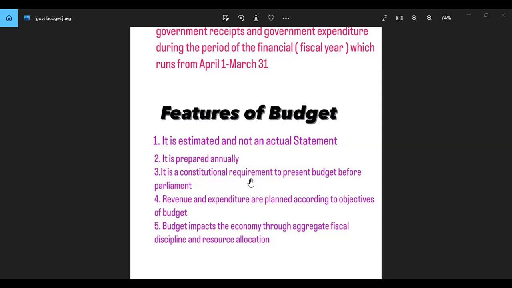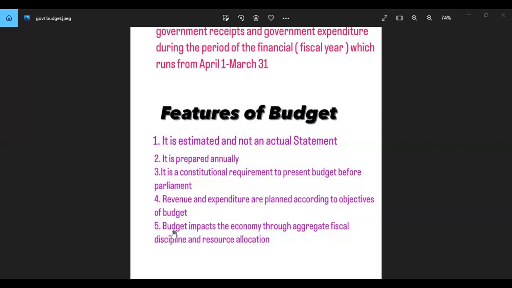This is constitutional. In the constitution it is written that every financial year should have a budget, and you have to present the budget before parliament, like in front of parliament. Now next is revenue and expenditure are planned accordingly. Revenue is basically what you are receiving. It is a part of receipt. And expenditure is planned according to the objective of budget. You plan what will be the revenue and what will be the expenditure according to the objective of budget.